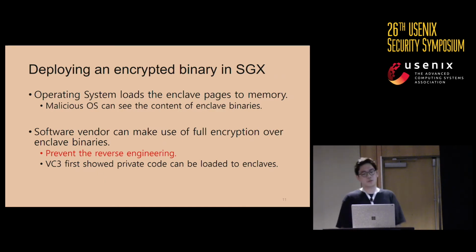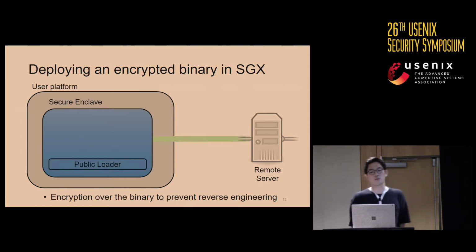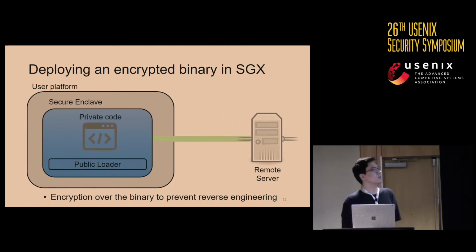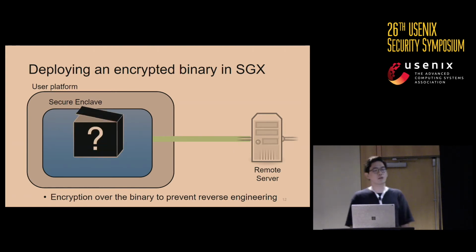And VC3 first showed that deploying private code into the enclave is feasible. Let me briefly go over how to deploy private code into the enclave. First, it loads a public loader to the enclave, and then establishes a secure channel with the remote server. Then it receives the encrypted code and key from the server, decrypts it, and loads the private code. And then by deleting the public loader, all the information of the enclave can be completely hidden from the outside, and it becomes a complete black box.